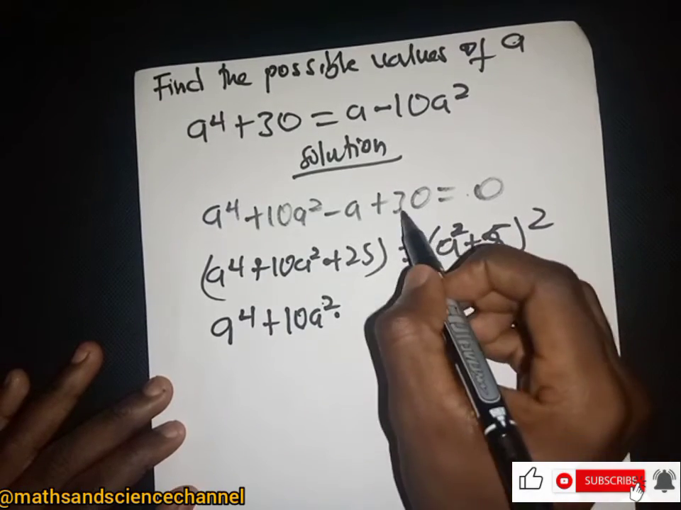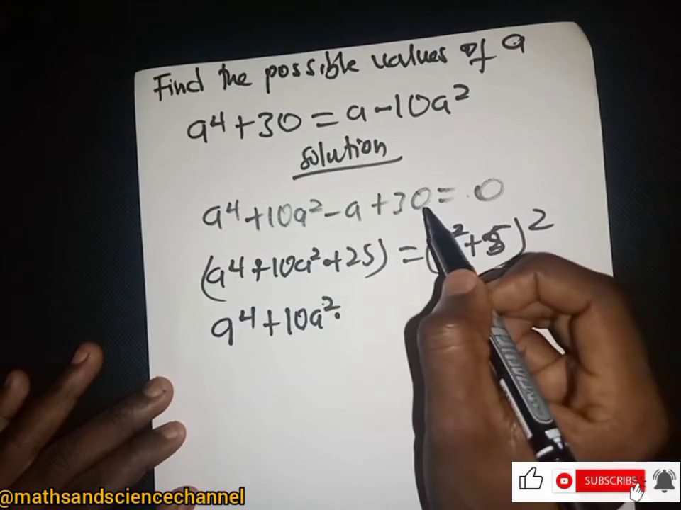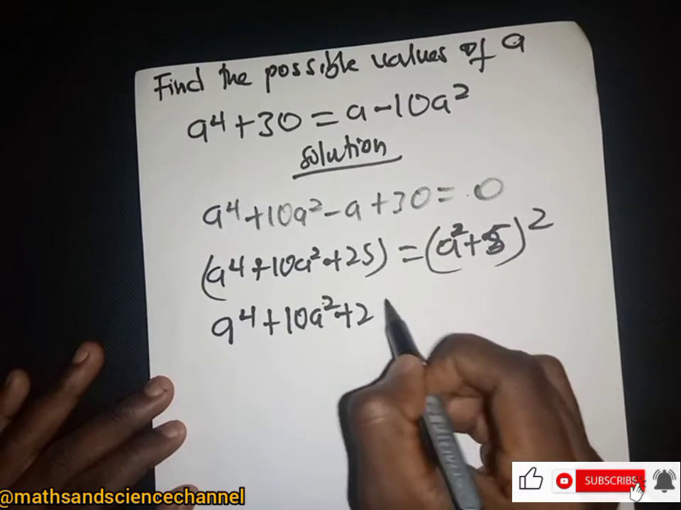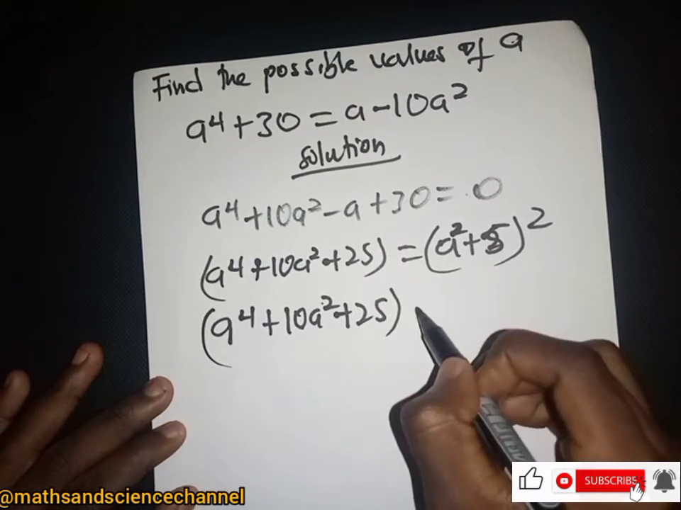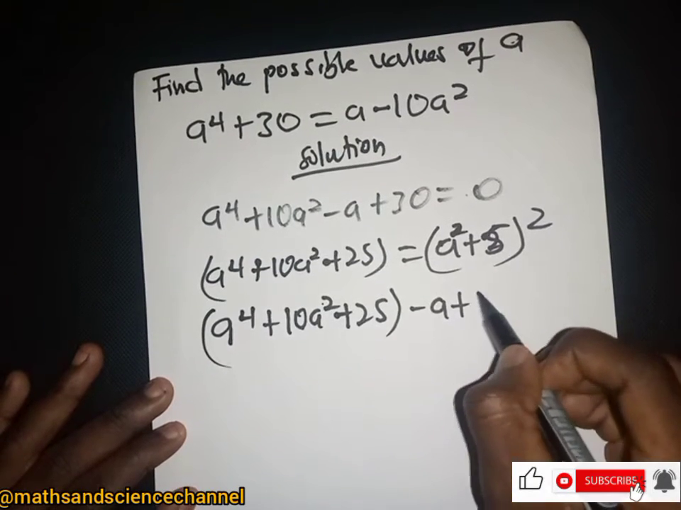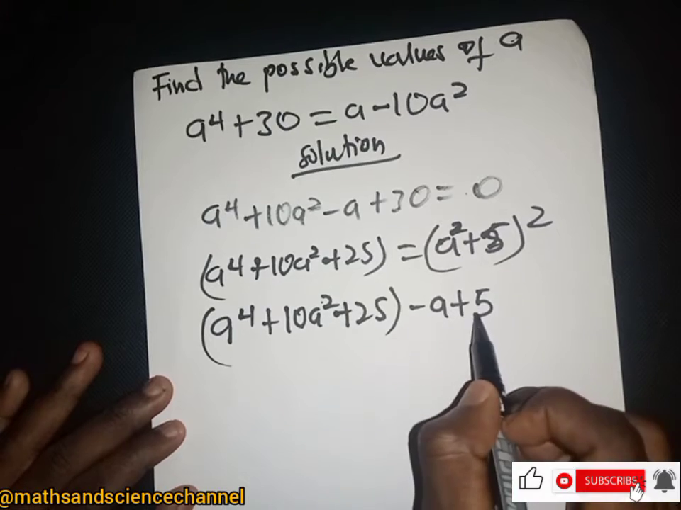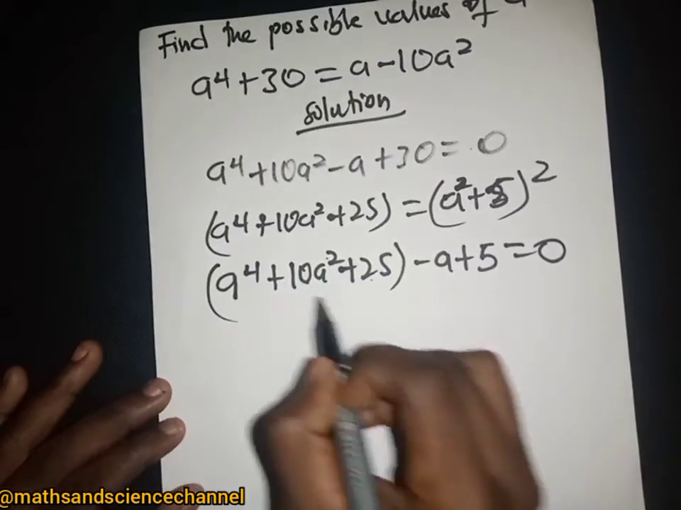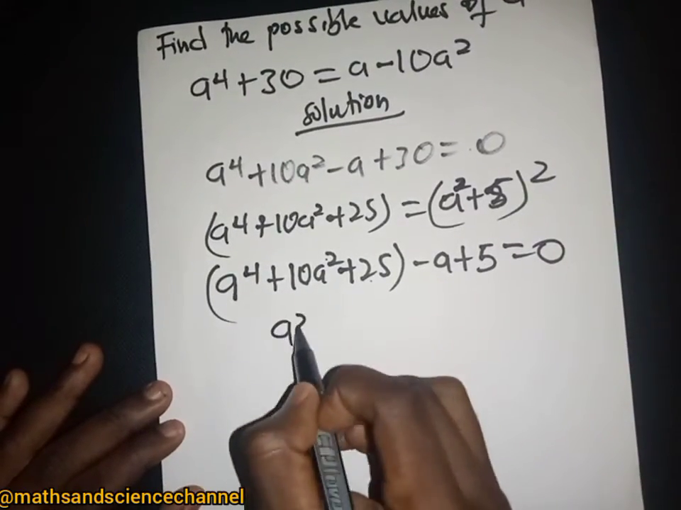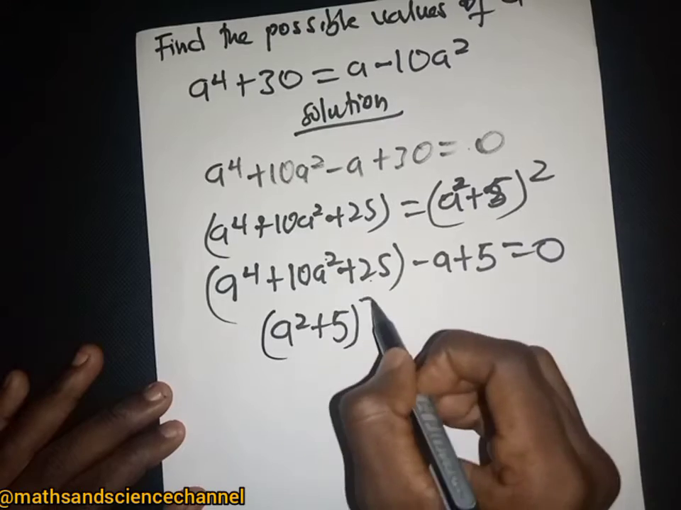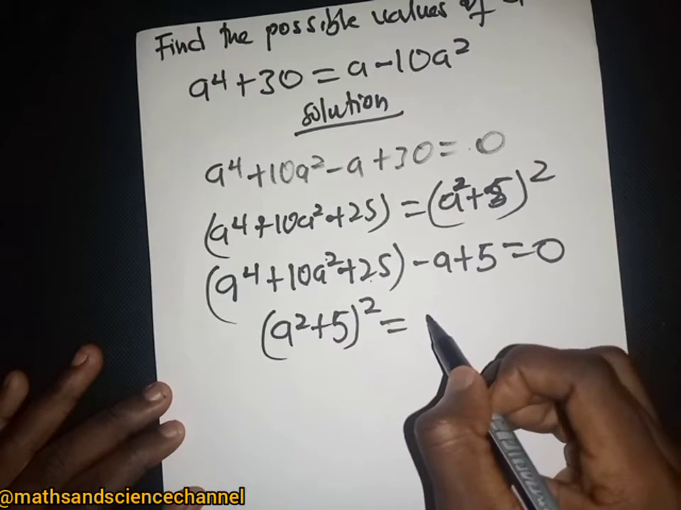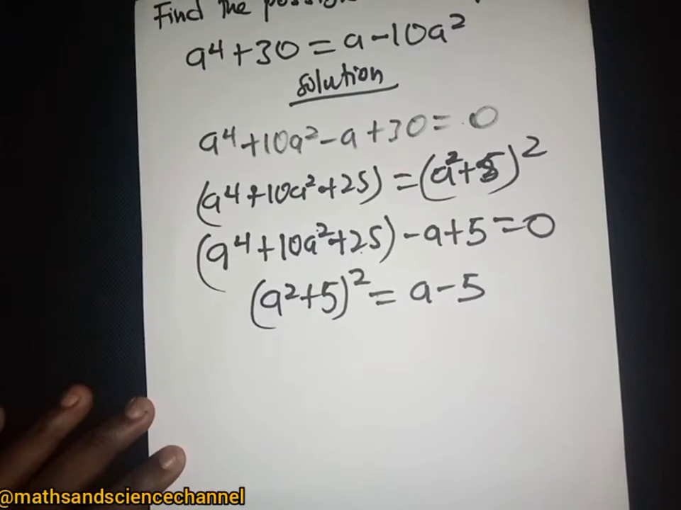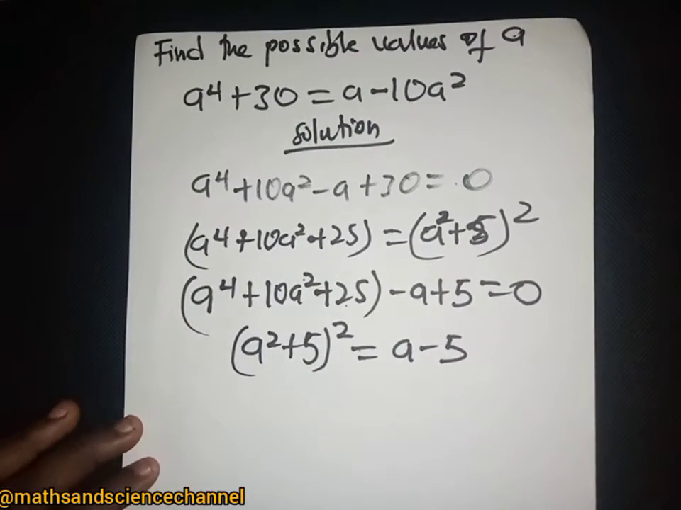Now remember we have 30 here, right? So we can write this 30 here as just 25 plus 5, right? And we have negative a. So when we add 25 plus 5, we still get the 30, and the minus a equals 0. So all of this will just be a squared plus 5, all squared, being equal to, let's send this to the other side, so it's going to be a minus 5 here, right? Okay, now remember we have to find the possible values of a, right?